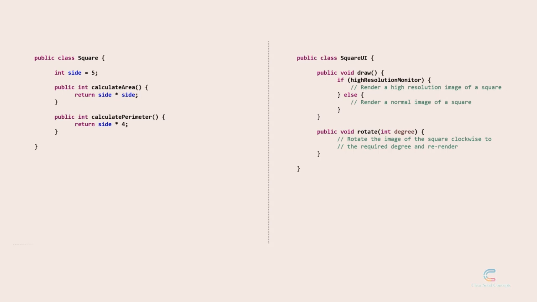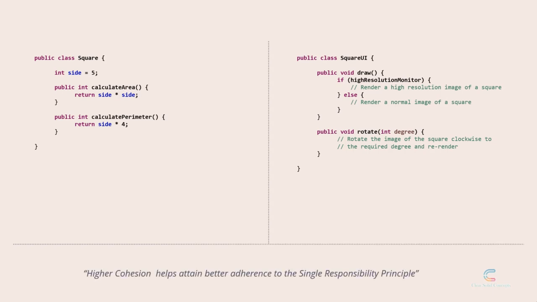So one aspect of the single responsibility principle is that we should always aim for high cohesion within a component. Component means class in this case. If there is high cohesion between all methods of a class, we can assign a single responsibility to all the methods as a whole.